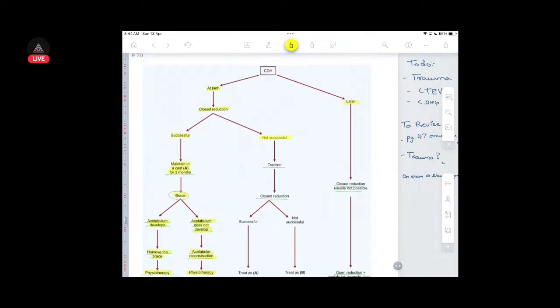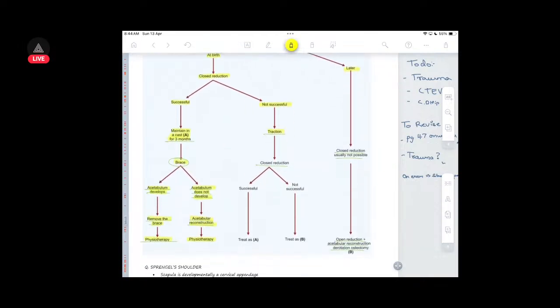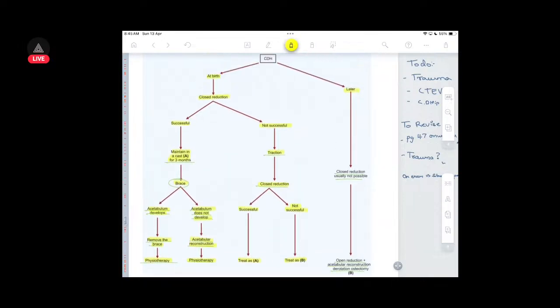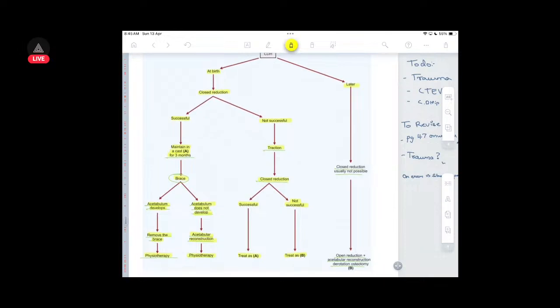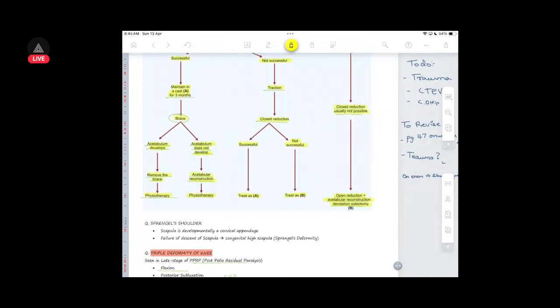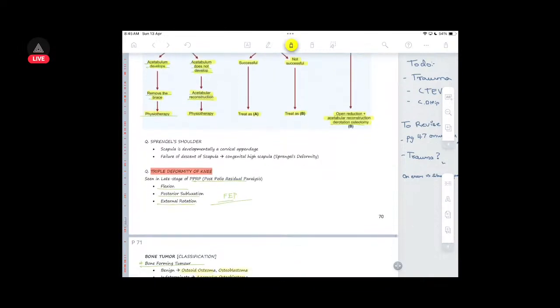If closed reduction itself is not successful, you have to provide traction. If it is successful, then you treat with a cast. If it is not successful, then you treat with B, which is closed reduction. Usually, if it's not possible as they come in late, you do open reduction and acetabulum reconstruction, derotation osteotomy. You have to do all those.